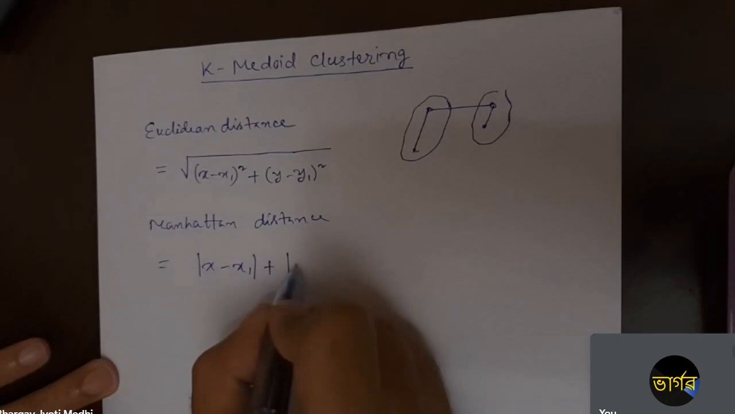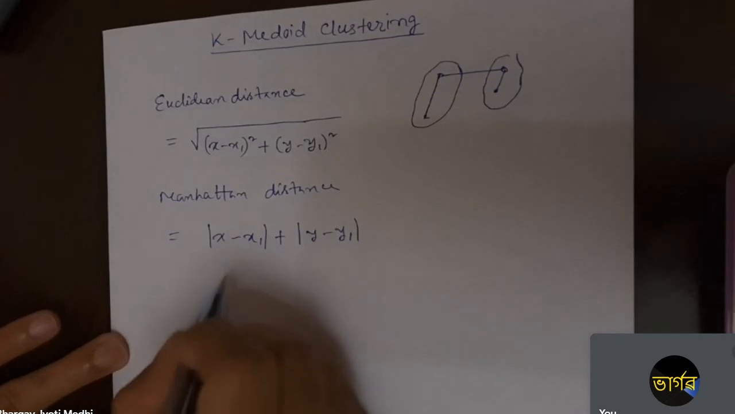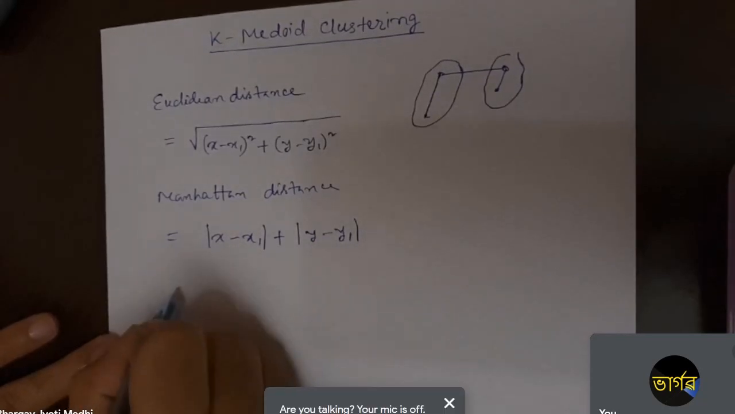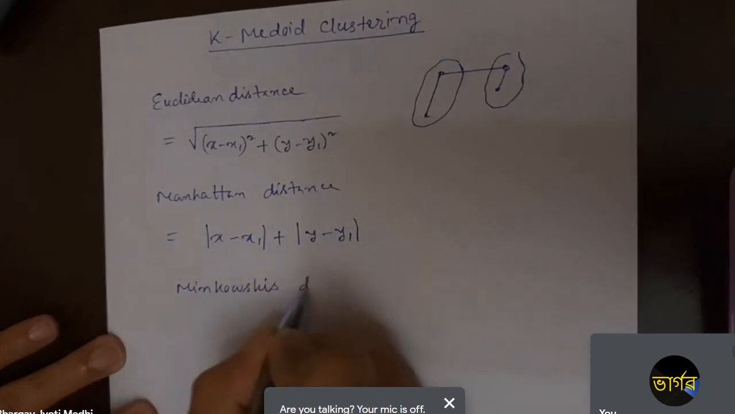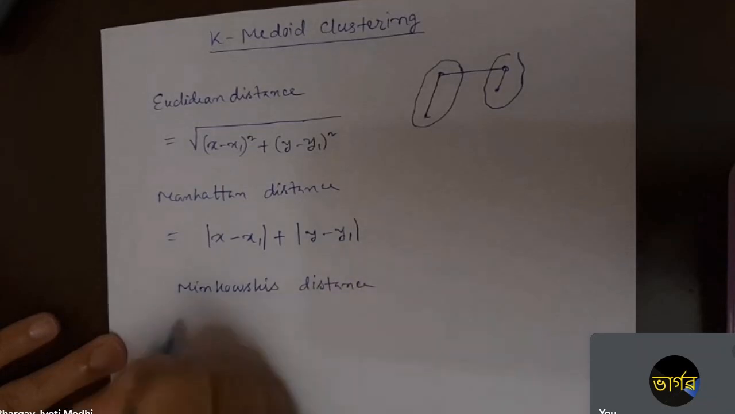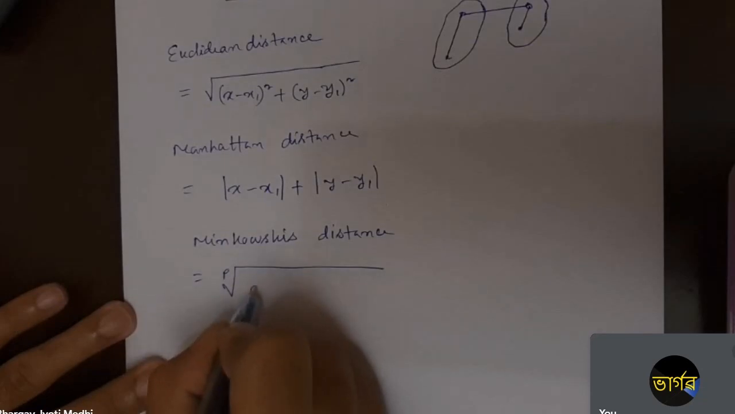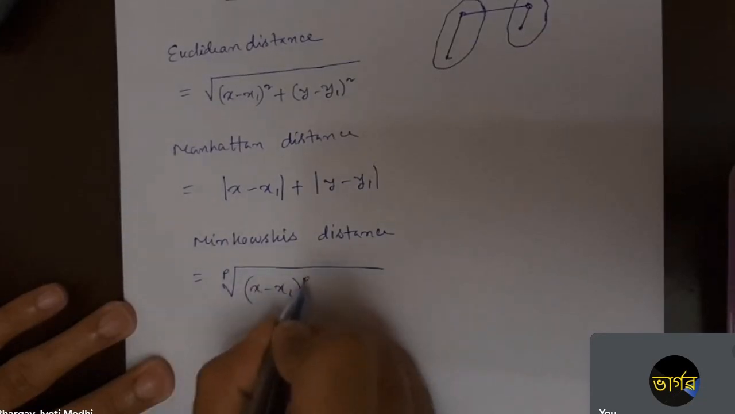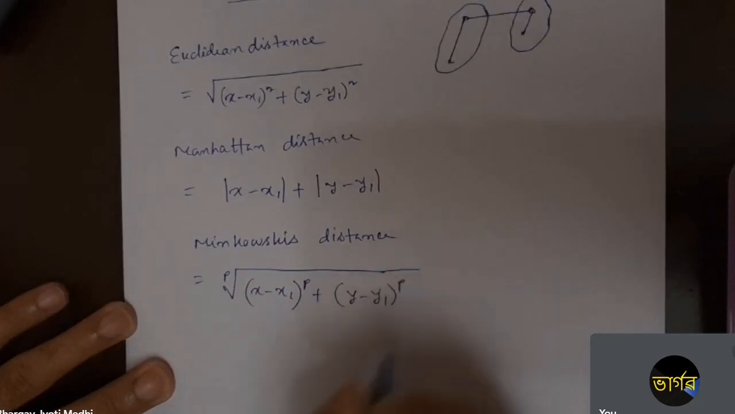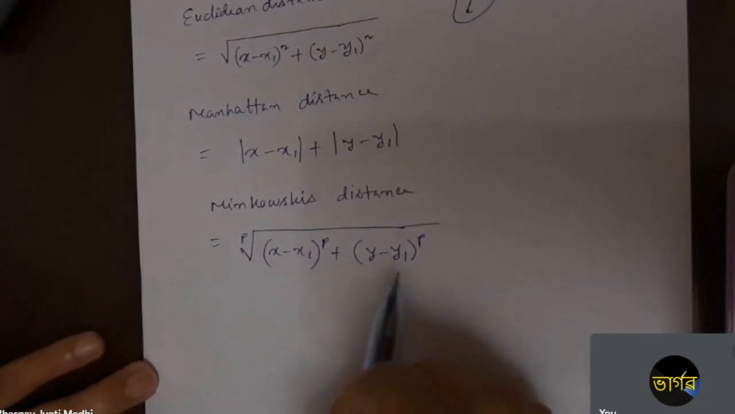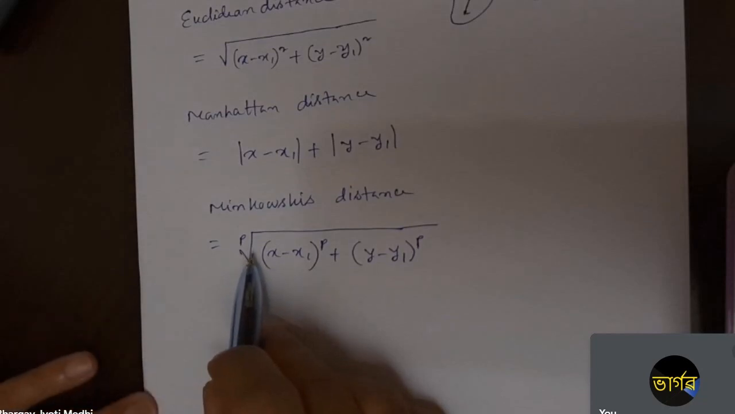All these formulas actually come from the basic formula, which is Minkowski's formula. Minkowski's distance is like this. It is the p-th root of |x minus x1| to the power p plus |y minus y1| to the power p. This is the basic formula. If we put p as 2 here, then it becomes the Euclidean distance. If we put the value of p as 1, then it becomes the Manhattan distance.